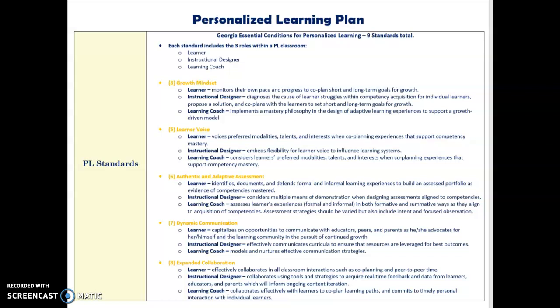The 5 standards that I have chosen for this artifact are growth mindset, learner voice, authentic and adaptive assessment, dynamic communication, and expanded collaboration. The purpose in choosing these 5 standards is that the first 3 I feel like I already somewhat incorporate into my current classroom and easily could shift what I currently do into a personalized learning classroom. The bottom 2, dynamic communication and expanded collaboration, are a little more outside of my comfort zone, and I felt I could stretch myself a little in adapting these into my current classroom situation.